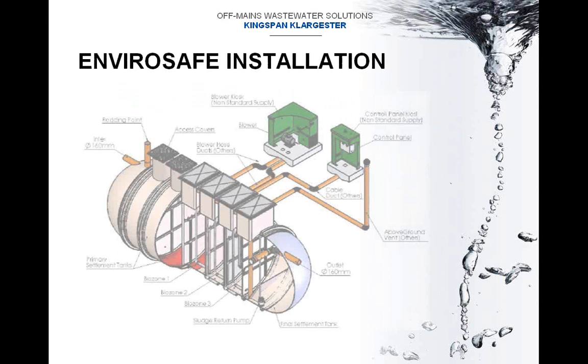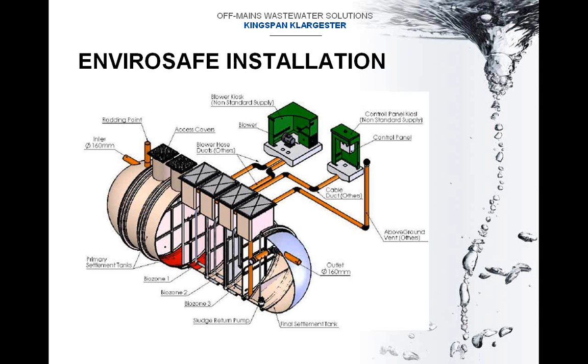This illustration shows a typical ENVIROSAFE installation. Note the covers will be flush with ground level. The large kiosk on the left-hand side is the blower housing. The small kiosk on the right-hand side is the control panel housing. Also, there is a separate above-ground venting system.